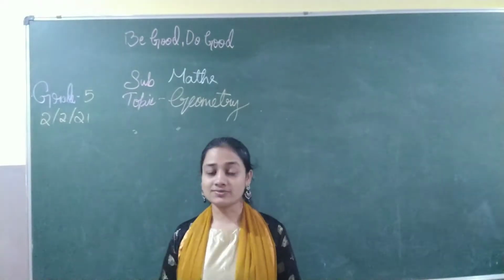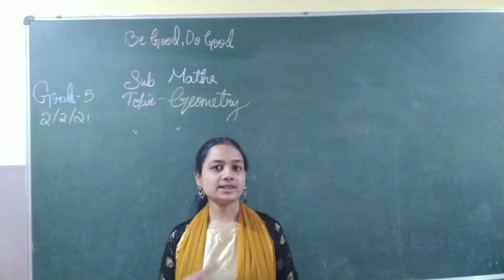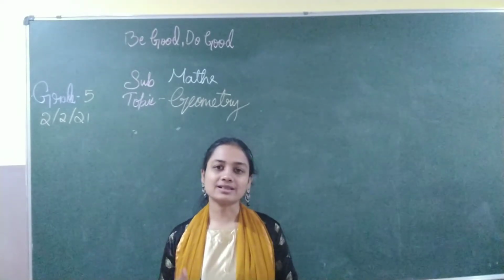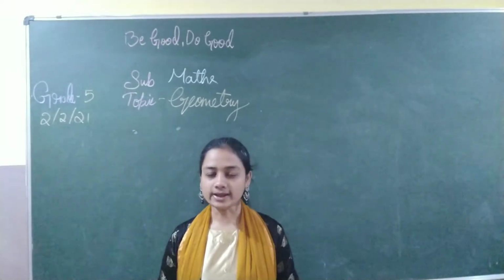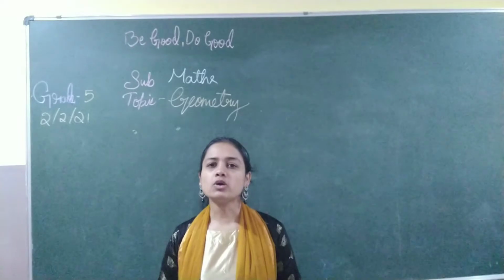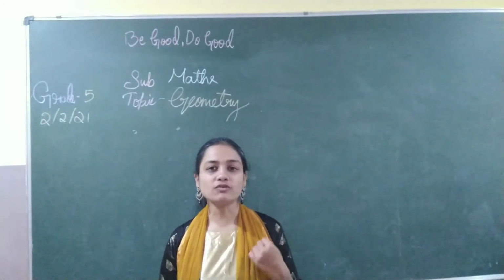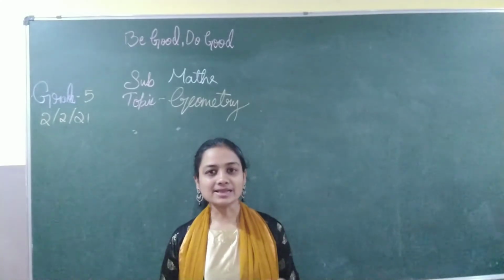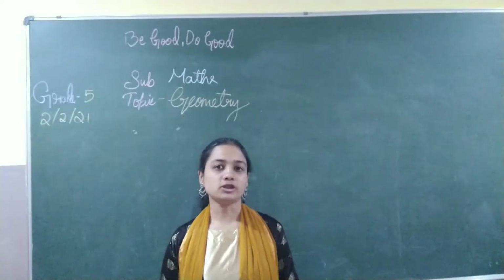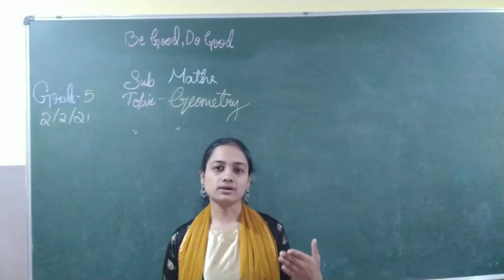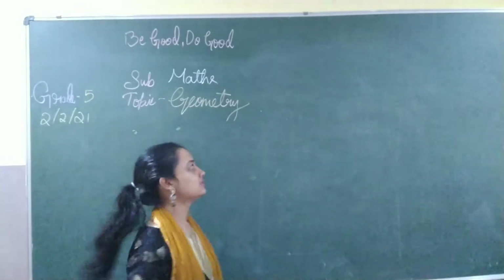And then you saw different types of lines like standing or vertical lines, sleeping or horizontal lines, and slanting or oblique lines. You learned all these things and how to name them. You also learned some pairs of lines like parallel lines, intersecting lines, non-parallel lines, and perpendicular lines. All these were learned in the previous video. Now we will be continuing with angles.